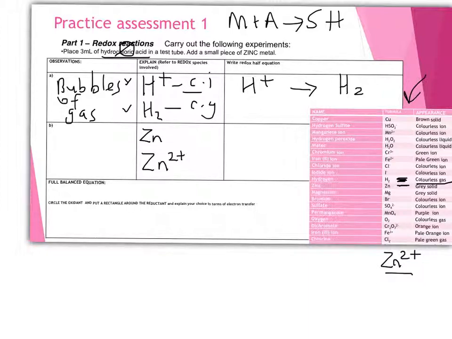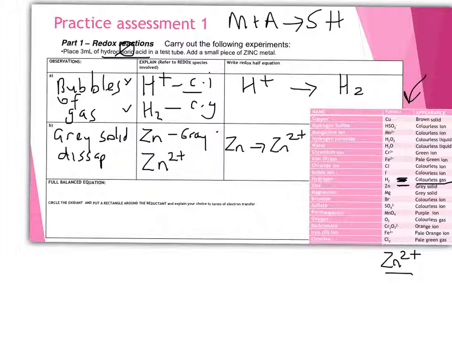So this half reaction is going to have zinc going to Zn2+. And here you're going to say grey solid disappears, and here you're going to say the Zn is the grey solid, and you're going to find from the table that this is a colourless ion, and that's what you're going to write there.